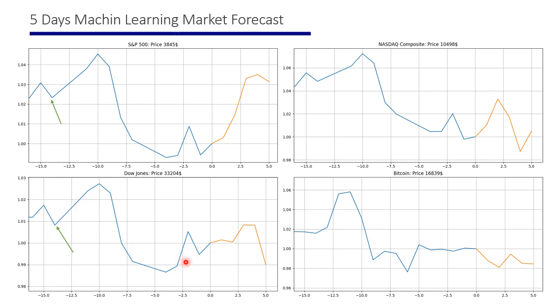Then the blue curve shows the price changes during the last 15 days. And this orange curve then shows the market forecast for the next 5 days. Before checking the forecast, let's have a look also at the previous forecast. This is the time of the previous video.